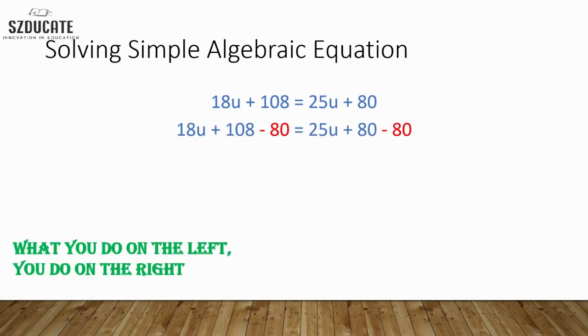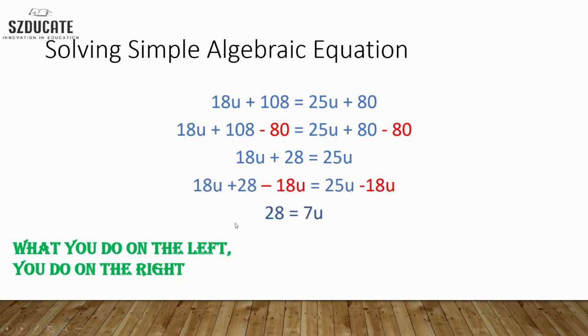Whatever you do on the left, you do on the right. So first, we try to get rid of the 80. Both sides we do the same. So we have 18u plus 28, because it's the result of 108 minus 80. And on the right side, the 80 disappears, leaving only 25u. Again, my recommendation is we try not to get rid of the 25u, we try to get rid of the 18u, because we do not want negative numbers. So minus 18u on both sides. 28 equals 7u. Same, if you're uncomfortable with this, switch it around. And you get 1u equals 4. Did you get the correct answer?